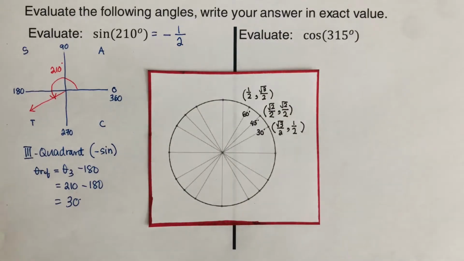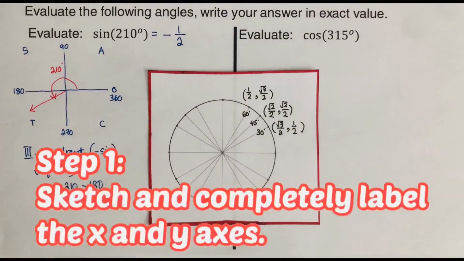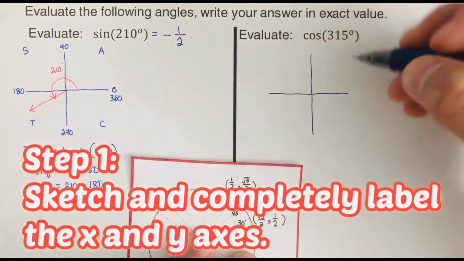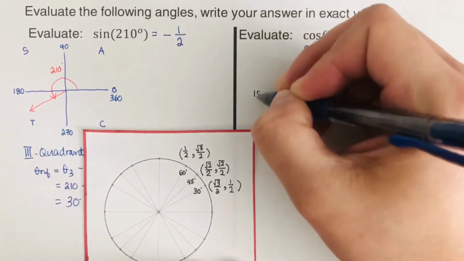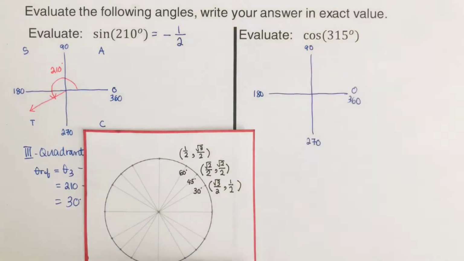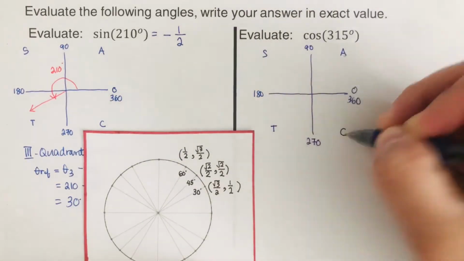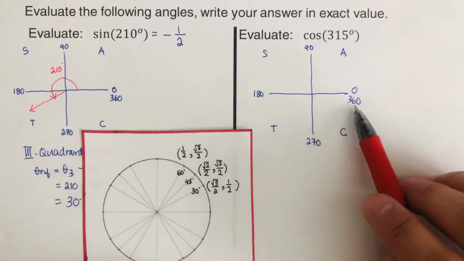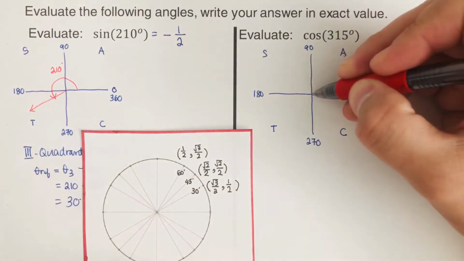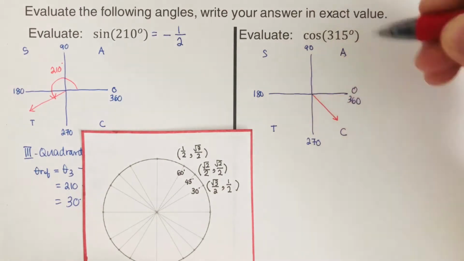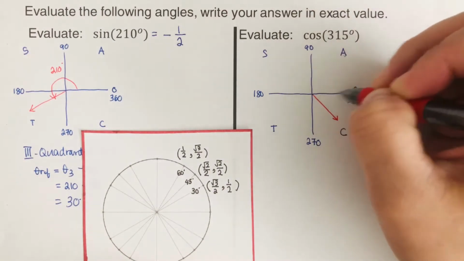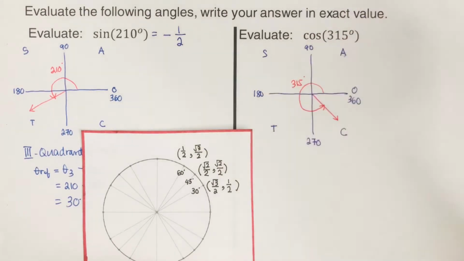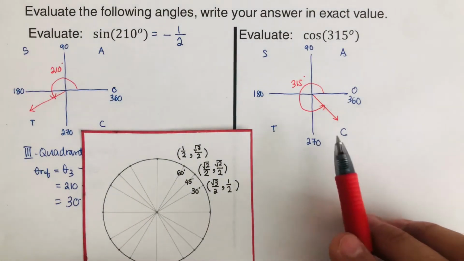Okay, so we go over the problem here. Again, the first step is to draw the x and y axis, and we label it. Okay, so 315 is between 270 and 360. So I can go ahead and write 315 somewhere around here. I can just approximate it. From the positive x-axis all the way here, this is 315 degrees. Then we move on to the second step.